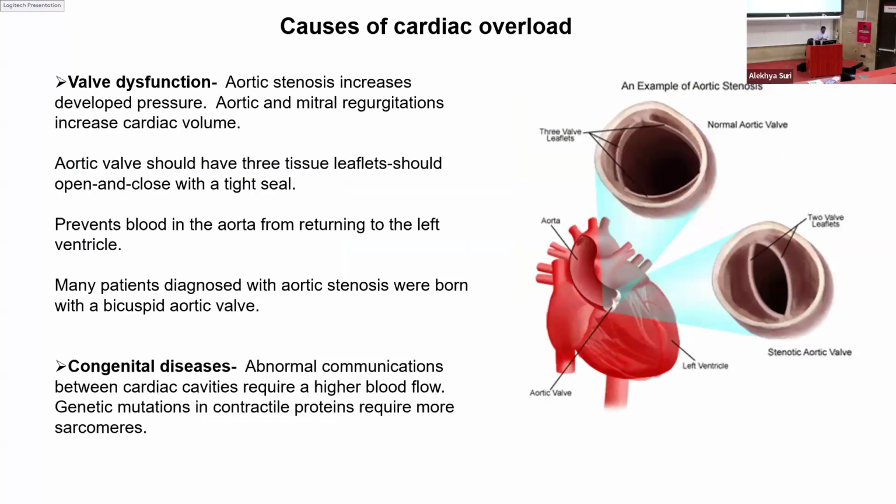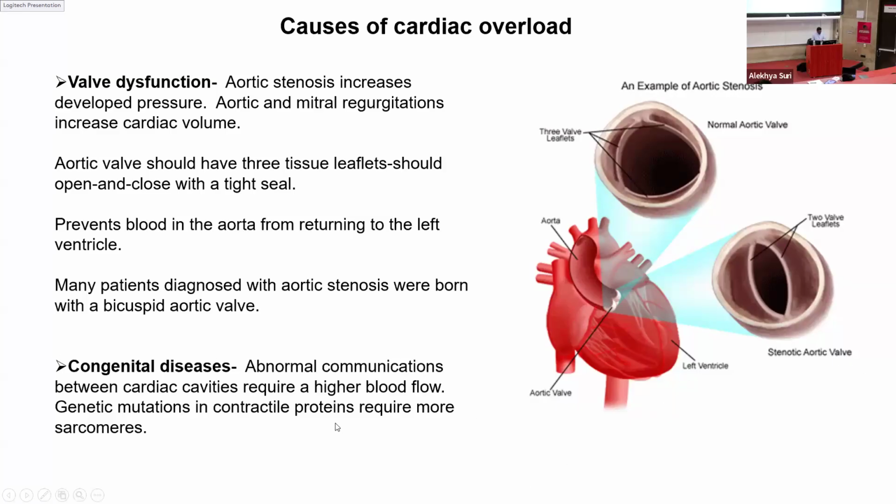Okay, so valve dysfunctions. We have seen this before, the aortic stenosis, aortic regurgitation. Those conditions can cause cardiac overload. Usually aortic valve stenosis causes a pressure overload hypertrophy, and aortic regurgitation causes a volume overload hypertrophy. And also the congenital diseases where you will see only two leaflets instead of three in the aortic valve, something like this. So that can also cause hypertrophy of the heart.